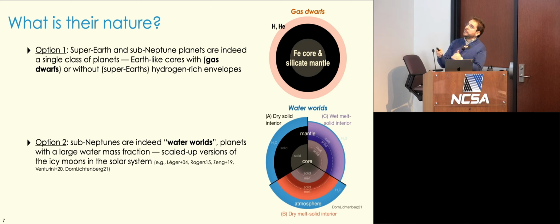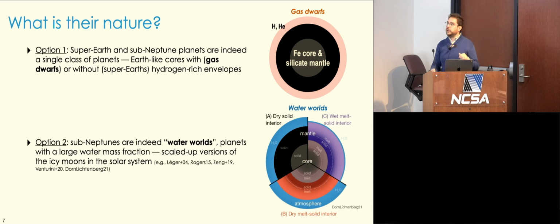You could have the super-Earths and the sub-Neptunes be a single class of planets. So it is exactly the same type of planet, an Earth-like core, an Earth-like planet, that has or does not have an atmosphere. This could be this type of planet, in which this black area represents what Earth would be like, but slightly bigger, and then you have a hydrogen layer that will increase your size by a lot if you have it, or decrease it by a lot if you don't.